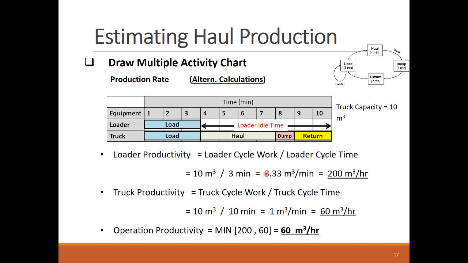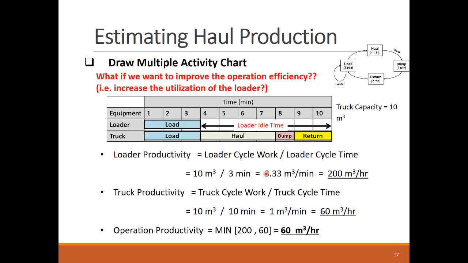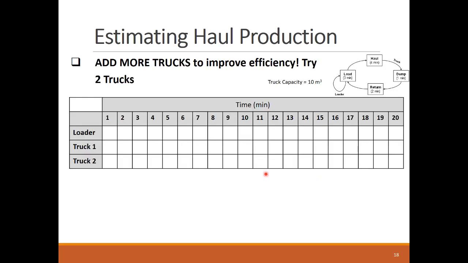So what is the way to improve the productivity of this operation? Obviously, increase the number of trucks. So let's see the chart and productivity for 2 trucks.